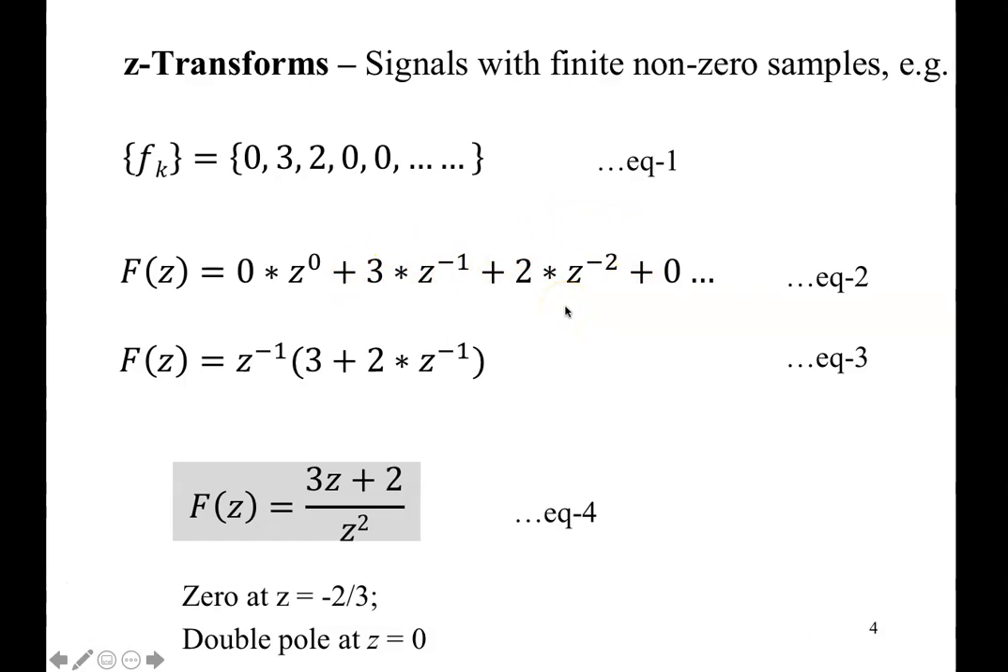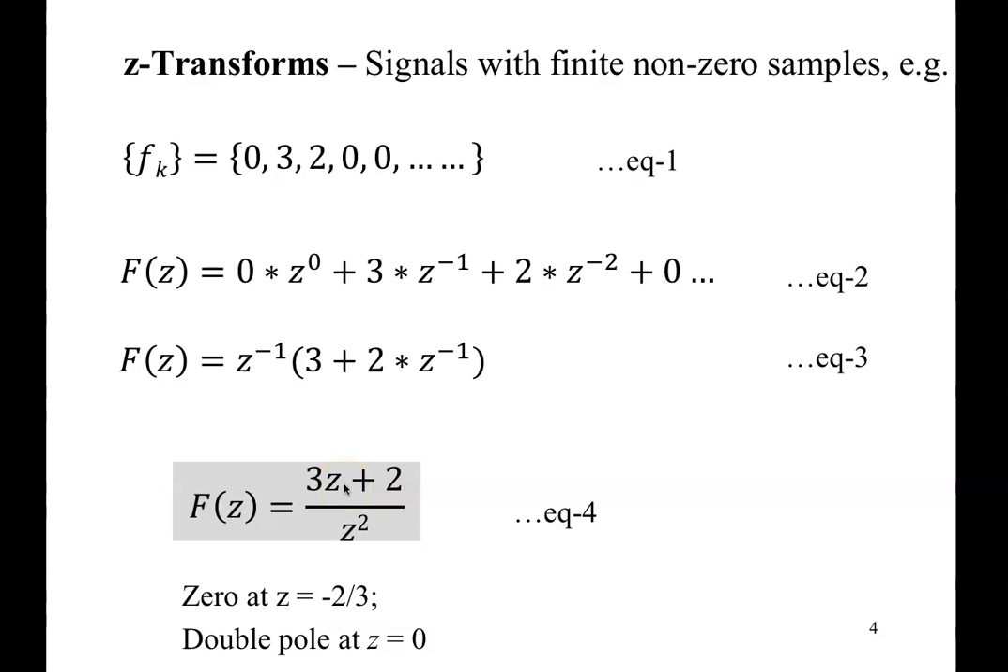Sometimes it happens that you have a sequence with a finite number of non-zeros. So I can take z minus 1 out of this, and after the bracket I get 3 plus 2 times z minus 1. Now I can convert this into positive power, just reorganize that, multiply z squared to the numerator and denominator, and I end up with this. So equation 4 is the same as equation 3, just that I reformatted it by multiplying by z squared over z squared.